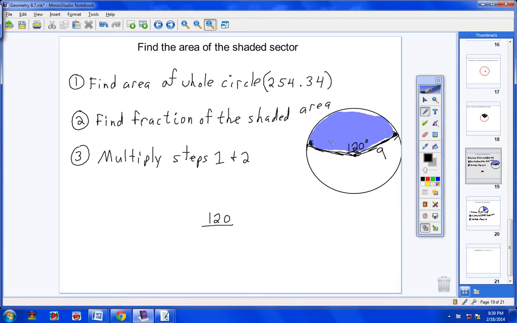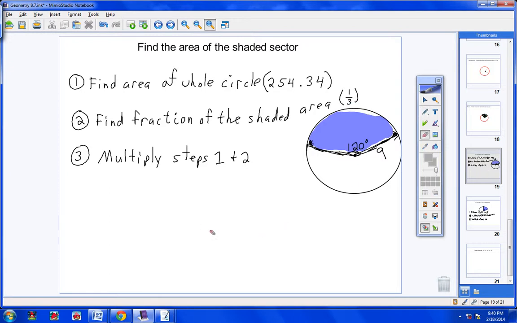Wouldn't you put it over the entire angles in a whole circle? And what's the entire angles inside of a circle? 360 degrees. So you always take the angle of the shaded area of your sector, and you always put it over 360. So let's reduce, cross off your zeros. 12 goes into 12 once, 12 goes into 36 3 times. So there you did it. You found the fraction of the shaded area, and the fraction is 1/3.